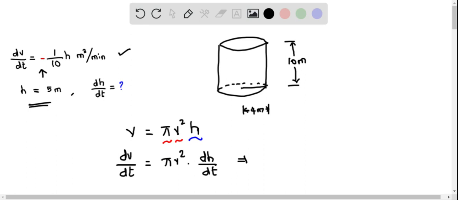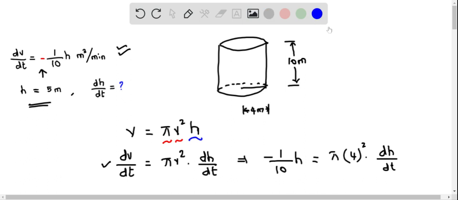Now this implies we can replace the value of dV over dt as this value. So when I do that, I get negative 1/10 h equals pi times of, we replace r squared by 4 squared, times of dh over dt. We then have to solve for this dh over dt. We can also replace the value of h at that instant, that is, height equals 5 meter.